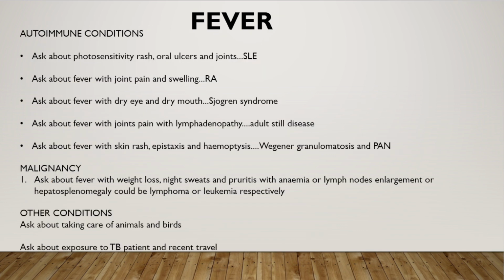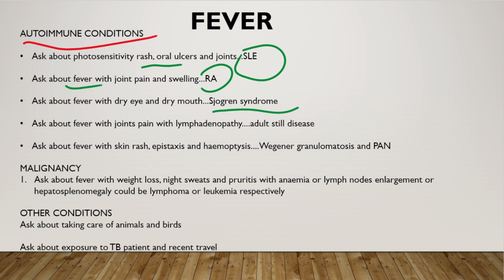Then we will ask about autoimmune conditions. So what are the autoimmune conditions which can lead to fever? So these are SLE. The brief questions are fever with photosensitivity, rash, and oral ulcers. For rheumatoid arthritis, we will ask about fever with joint pain and swelling. For Sjogren syndrome, we'll ask about fever with dry mouth and eyes.